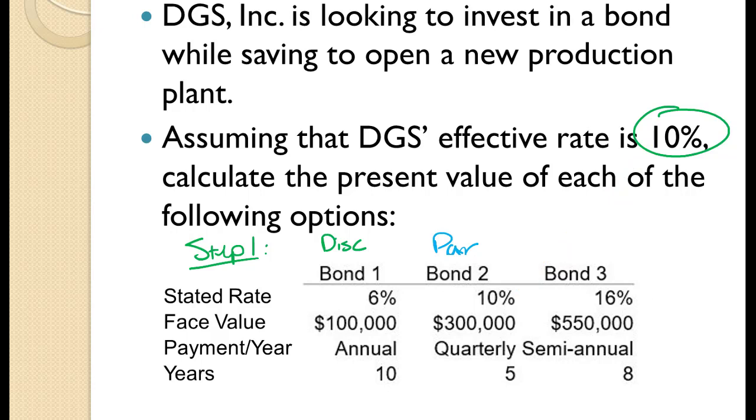The third bond pays 16%. Well, if I can only make 10% somewhere else, would I be willing to pay $550 for this bond? I would. I would even pay a little bit extra because they're paying so much more than I can make anywhere else, and that's a premium. That's the first step. Let's go ahead and take a look at my other steps and get the values of each of these bonds. And we're going to do this one at a time, starting with bond number 1.